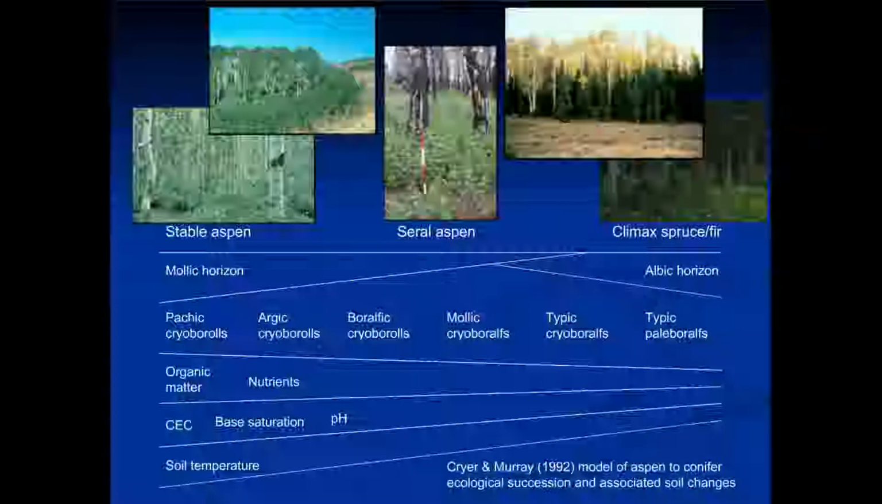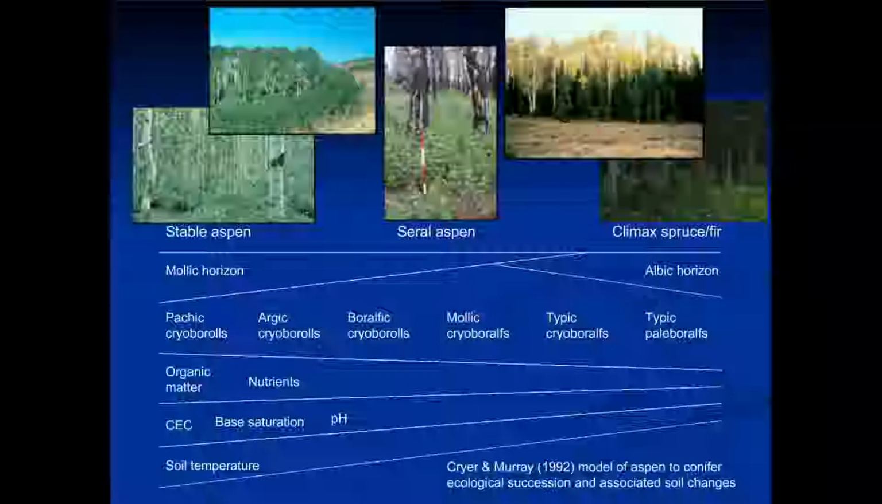This is a list of the soil types here. But in general, organic matter and nutrients tend to decrease going from stable to climax spruce fir. CEC, base saturation, pH tends to decrease. Soil temperature tends to decrease. This is what Cryer and Murray said is likely to happen as you move from here to here. And one of the points they brought up is, once you get to this point, can Aspen even come back on the landscape? Or do you need some drastic measure like fire to realign the soil, change the soil properties, add more nutrients to drive it back this way? Or is that even possible?